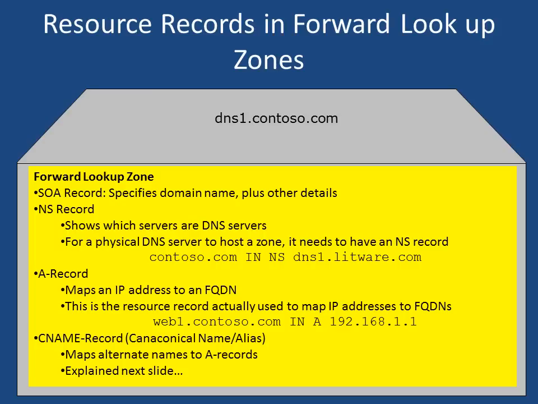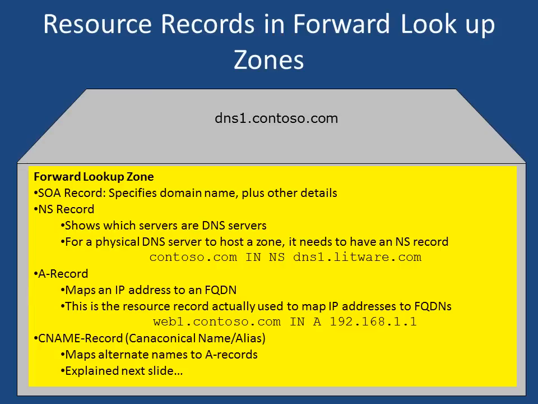Now, there are three other records to look at briefly here. SOA record: for the time being, all you need to know is that it stores configuration and settings for the particular zone. So every zone will always have an SOA record. SOA stands for Start of Authority. It's the first record that appears in the zone, and it's used, like I say, for configuration.